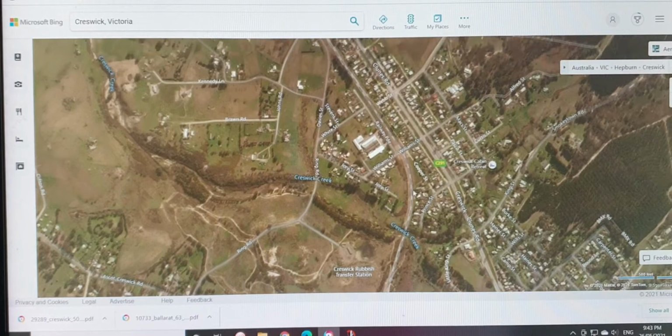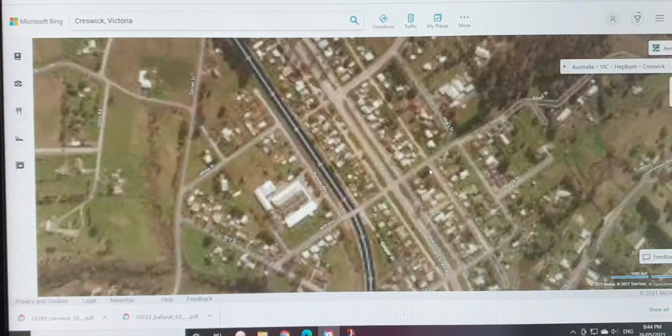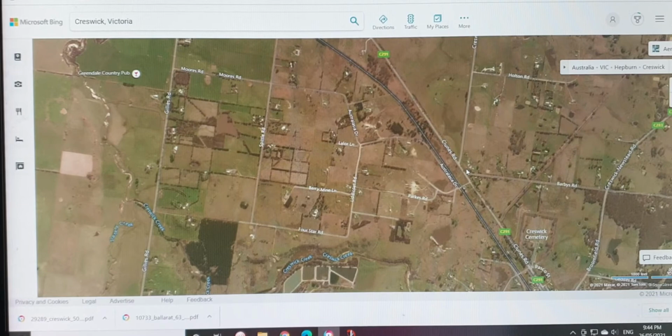Let's see, this is where it gets a bit tricky. It's a bit north of that. So that seems to be still there. Those houses, a bit more modern. And so it's somewhere north of Creswick Creek. It's Creswick Creek. There it is.